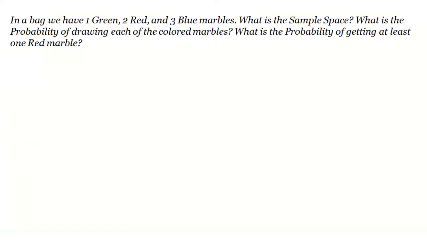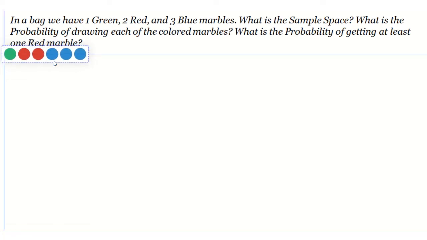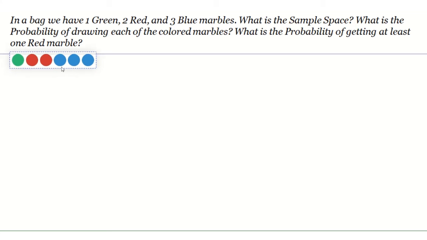Let's look at our next example. In a bag we have 1 green, 2 red, and 3 blue marbles. What is the sample space? So we have 1 green, 2 red, and 3 blue marbles. That means all of the marbles are going to be our sample space. And we can denote that by using the letter S.